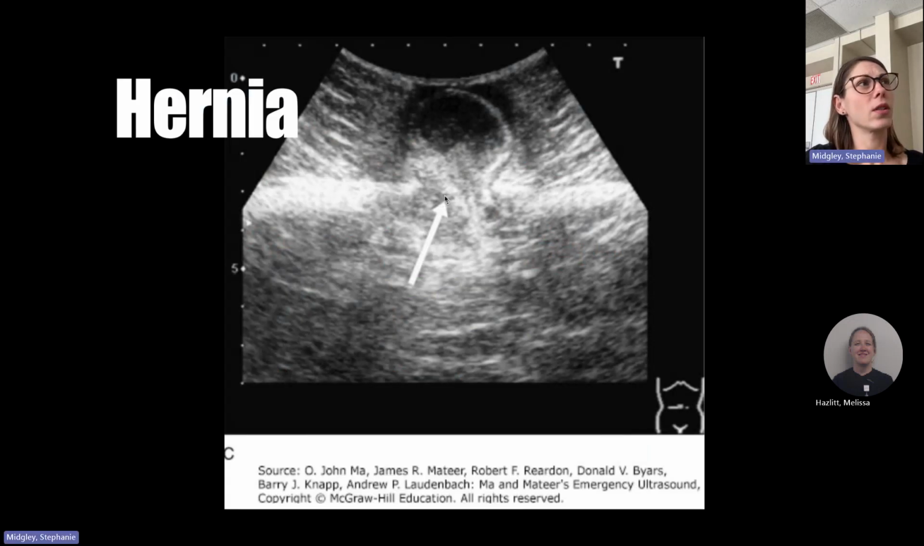So other places to look could be umbilical. Again, sometimes the linear probe is really helpful for this because we're really superficial, and you're just trying to find the muscle layer and then look for that defect through the muscle layer. Herniated loops of bowel usually have a rounded, target-like appearance, with a hypoechoic outer layer and then a hyperechoic inner muscular layer.